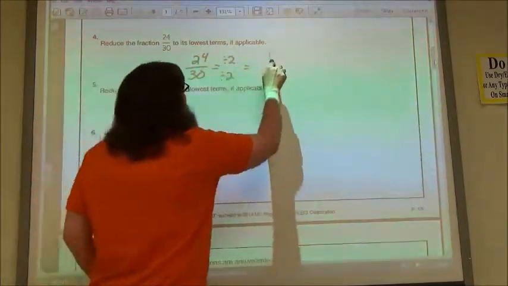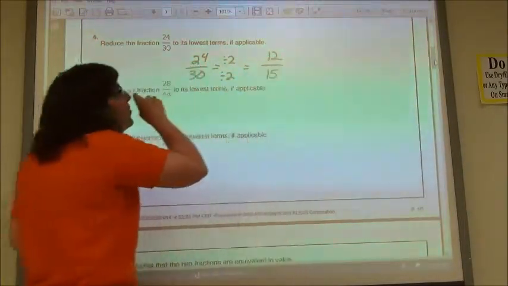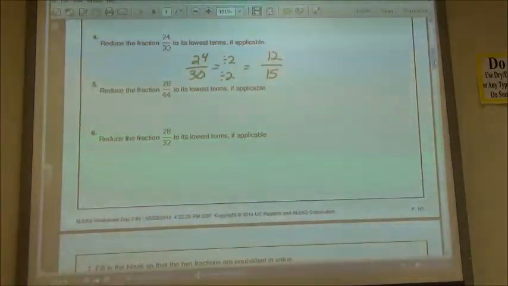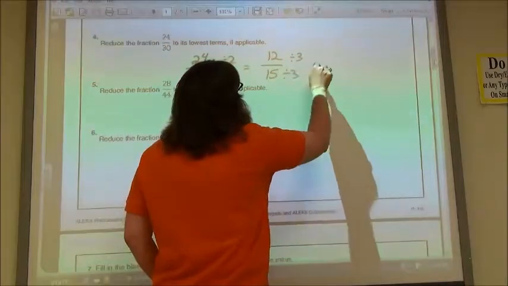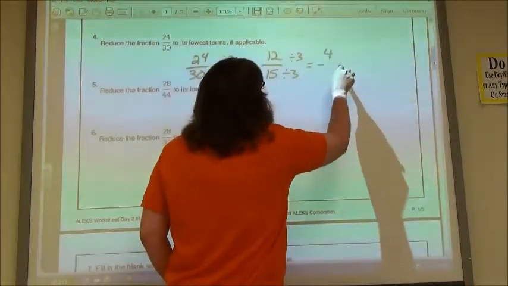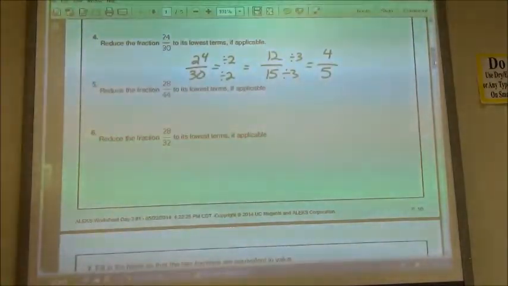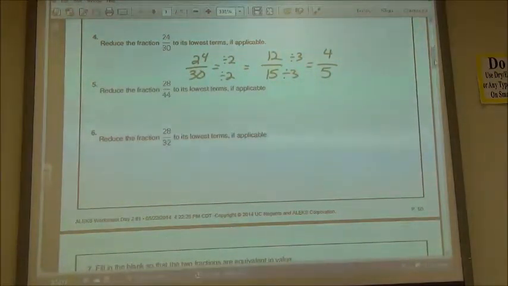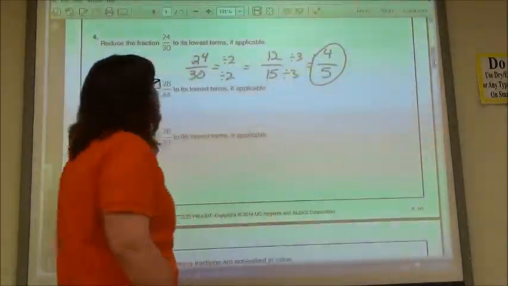24 divided by 2 is 12. 30 divided by 2 is 15. I then look and say, can I divide 12 and 15 by the same number? Well, yeah, they're both divisible by 3. So if I divide by 3, 12 divided by 3 is 4, 15 divided by 3 is 5. Now I have a 4 and a 5. The only thing they're both divisible by is 1, which isn't going to change the fraction. So now I have my fraction in lowest terms, 4/5.